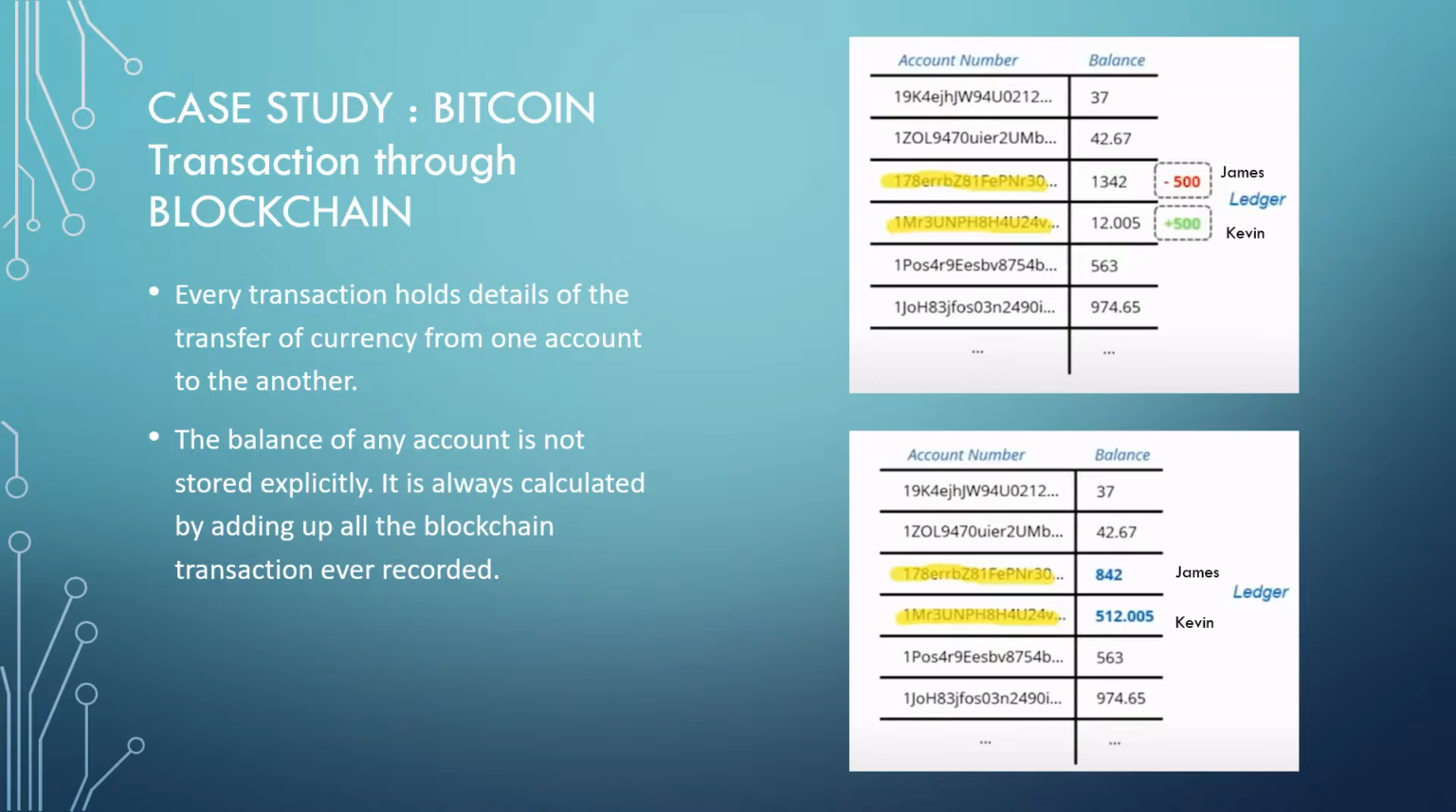Let's understand that. They will check the transaction history of James, whether a sum of 500 bitcoins had been transferred to his account earlier or not. They will verify all the debit and credit details, and once it is verified that his account has sufficient bitcoins, this transaction will be added to a new blockchain.